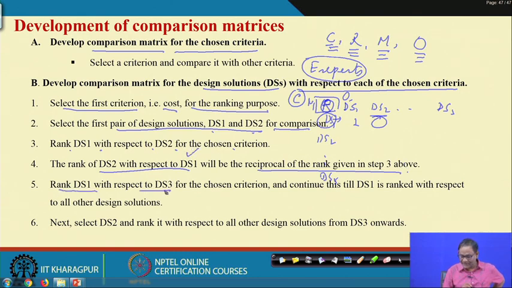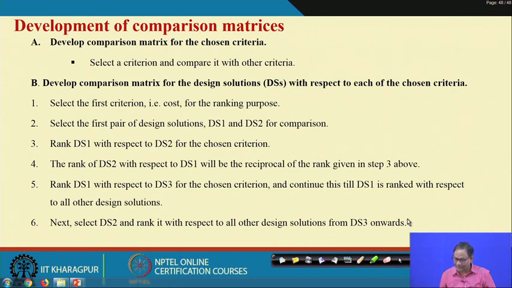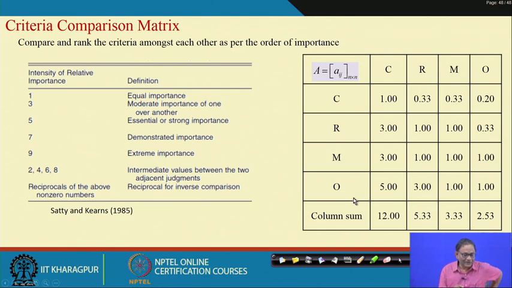Similarly, rank DS1 to DS3, and so on, DS1 with respect to all other design solutions. Here 5 design solutions are there. So, DS1 to DS2, DS1 DS3, DS1 DS4, DS1 DS5, like this. Then next you select DS2 and continue the process. So, what I will do now is show an example with some scale data. Suppose you are interested in getting the comparison matrix for the criteria. We have 4 criteria.